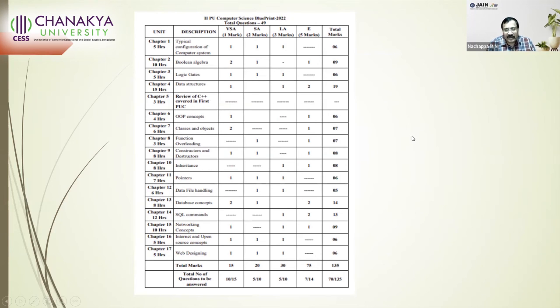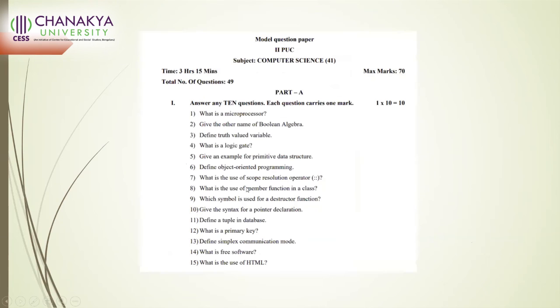Now I will show you a sample paper also. You can see that you have 15 1-mark questions which are direct. It will not have any indirect questions. It is just direct, simple questions that will be asked, like what is a microprocessor? What is the other name of Boolean algebra? Define truth value variable. What is a logic gate? Simple questions as such.